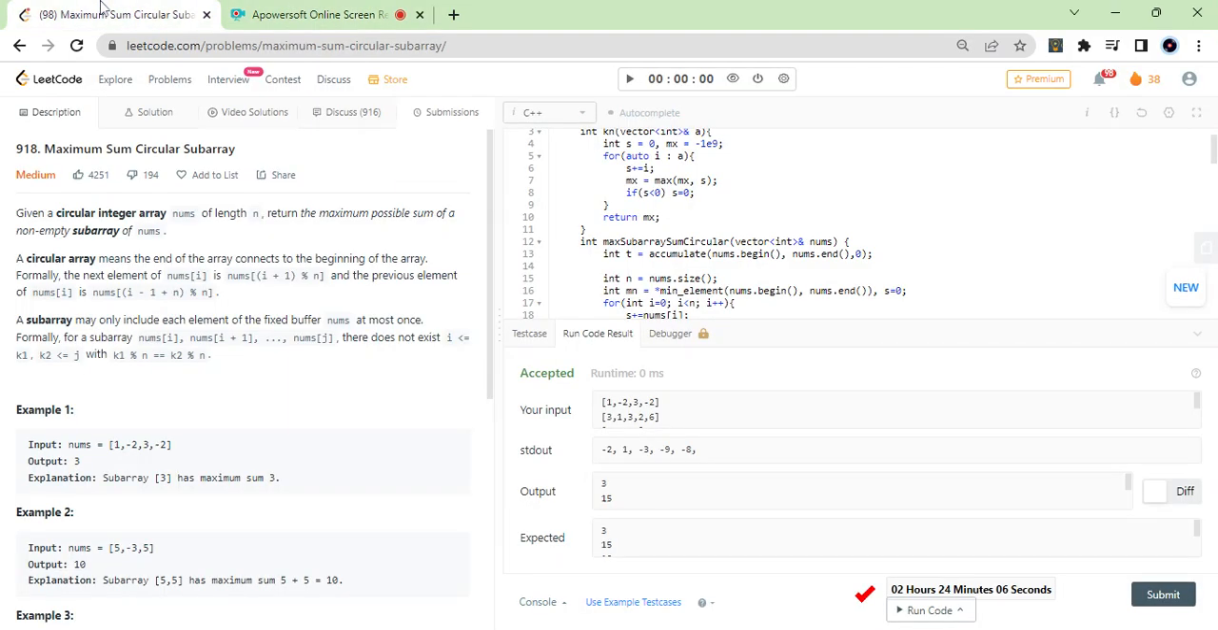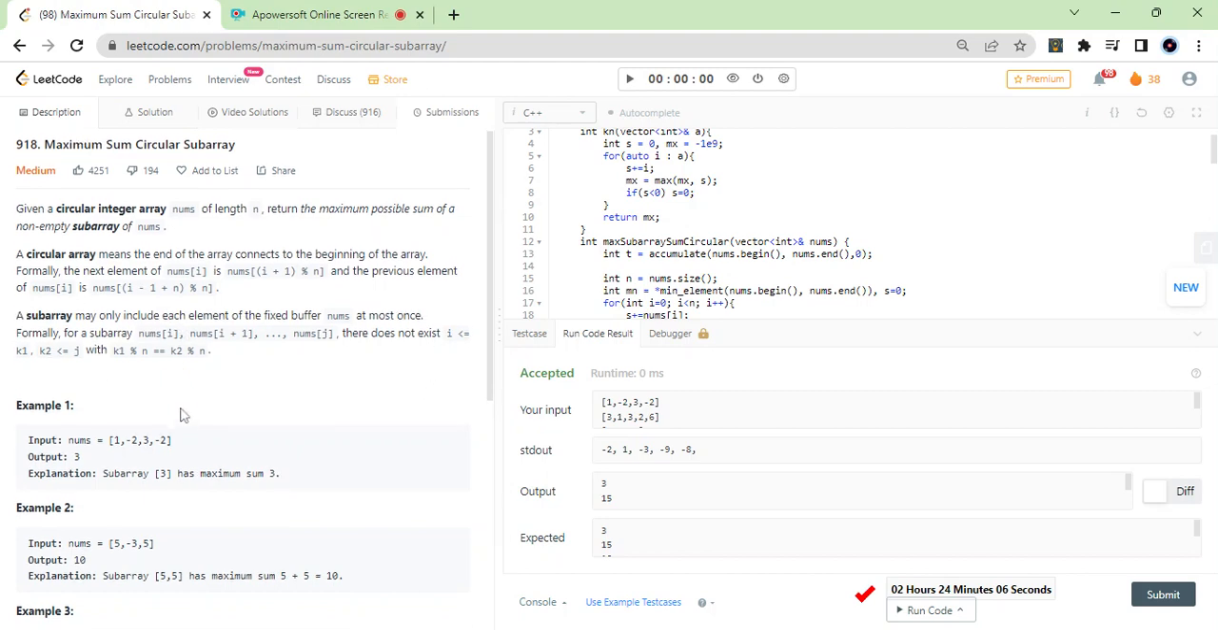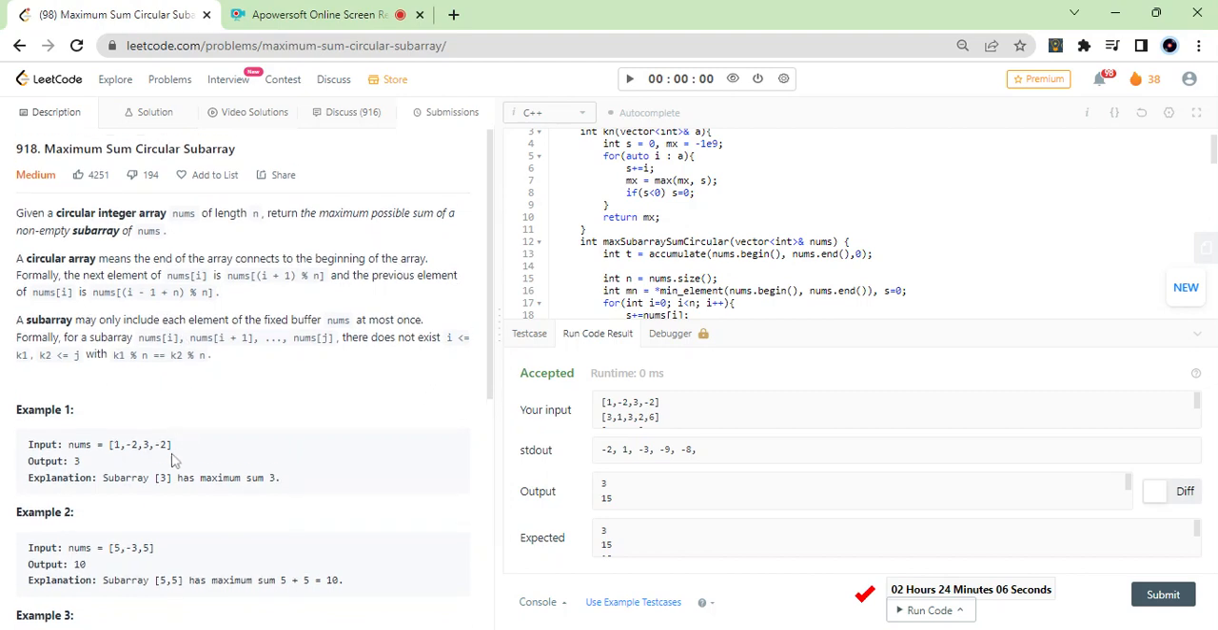Today's daily LeetCode problem is maximum sum circular subarray. Okay, so you have done the question of maximum sum subarray. It's a pretty standard question of Kadane's algorithm, and there are multiple ways to do it as well, like DP and using prefix suffix also. So you can do it in O(n). But this is a pretty good question, right?